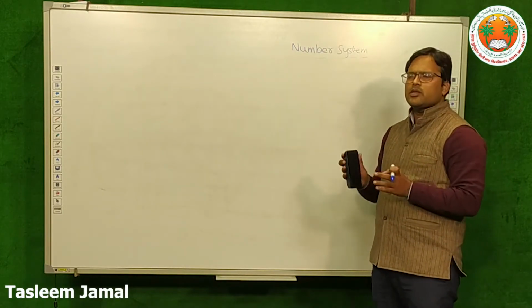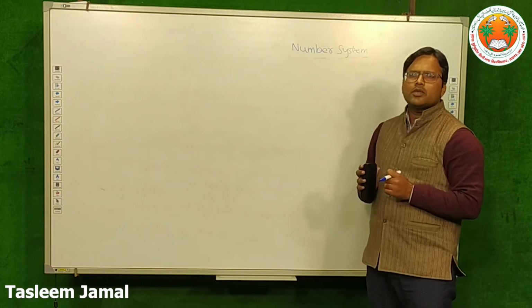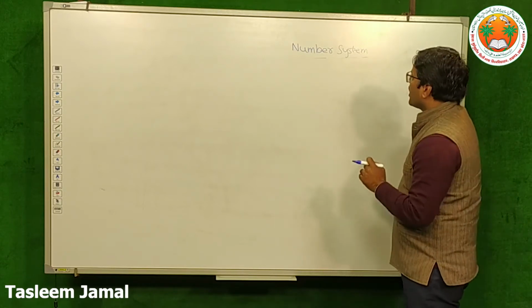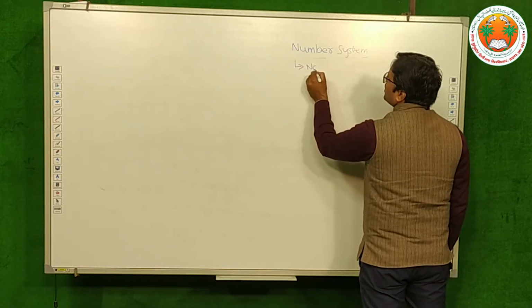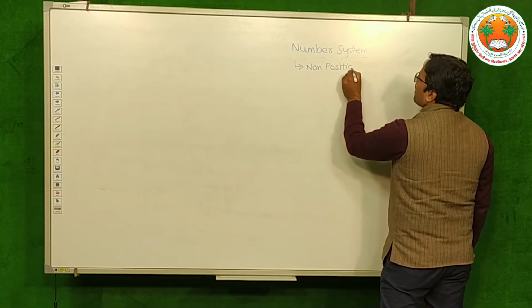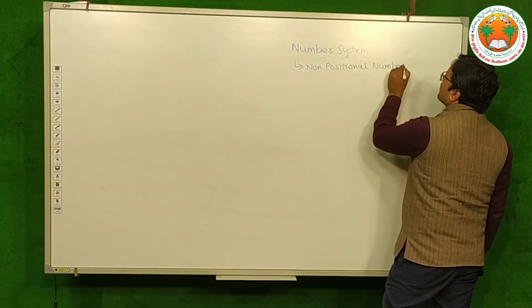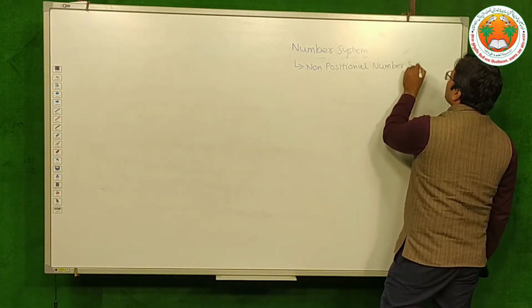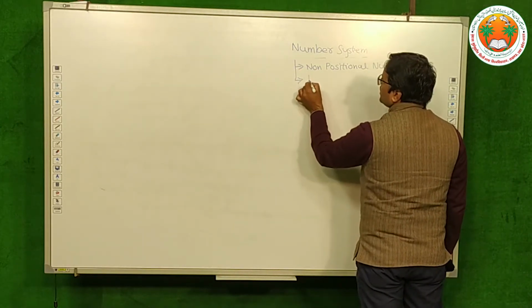Work on different systems. And if we are going to classify number systems, they are classified into two types. One is the non-positional number system, and the other one is the positional number system.